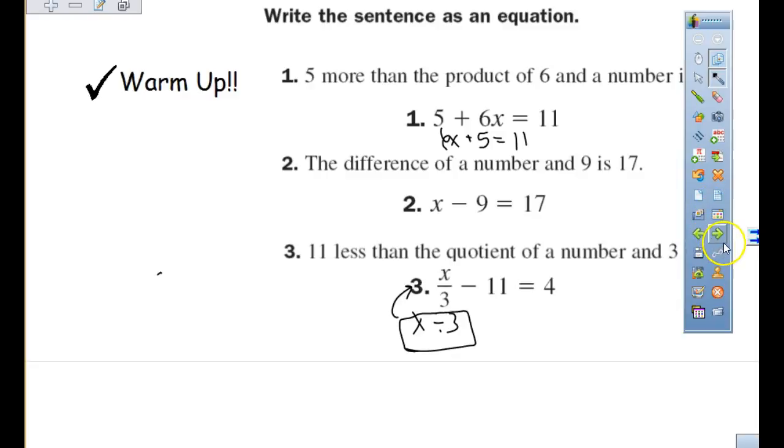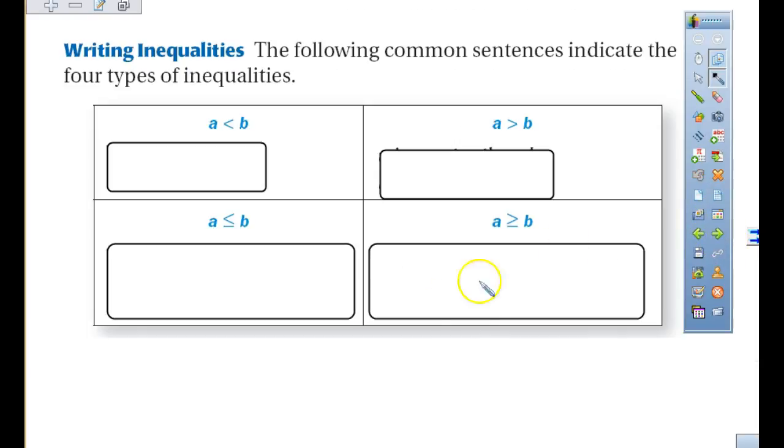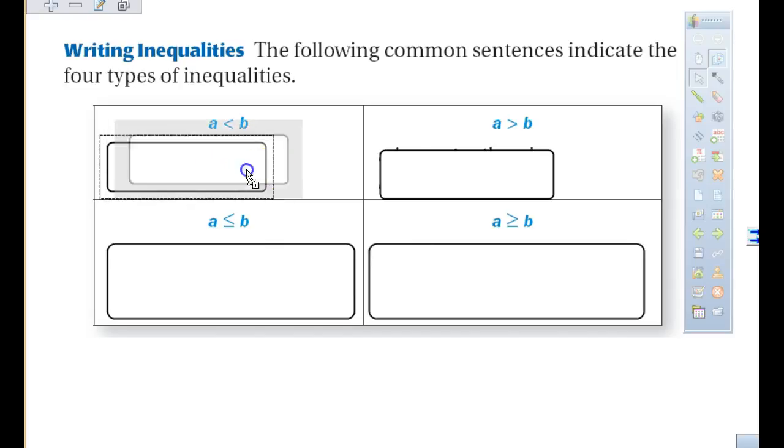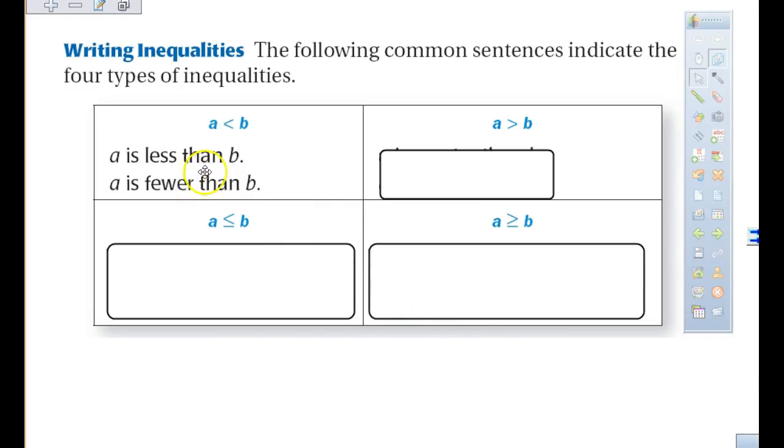Okay? So, we are now going to look at common words that are used with inequalities. Just like when we started this unit, and you had those words for addition, subtraction, multiplication, and division, please write down these two phrases for less than. A is less than B. A is fewer than B. Those are probably the two most common phrases you will see with that symbol.